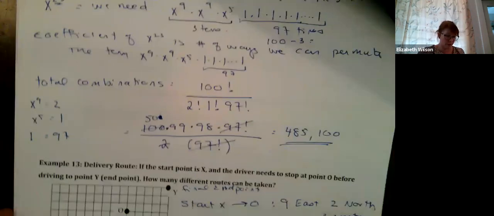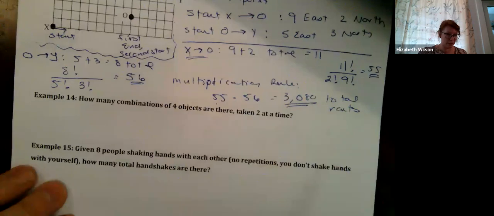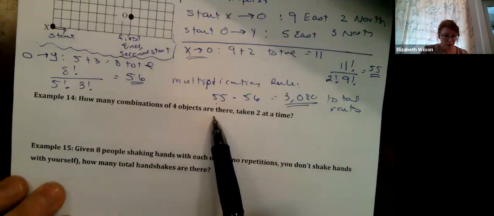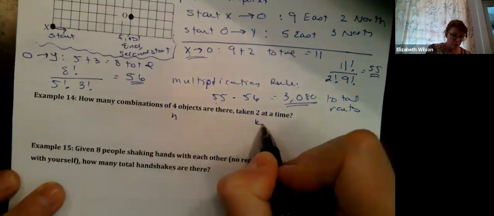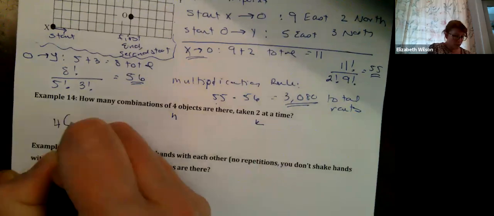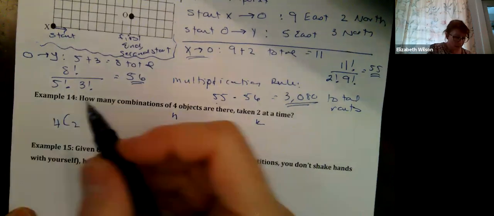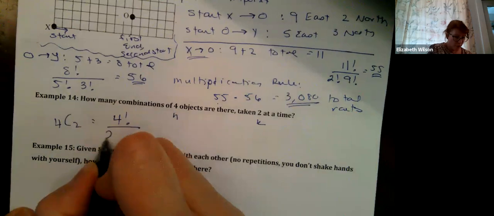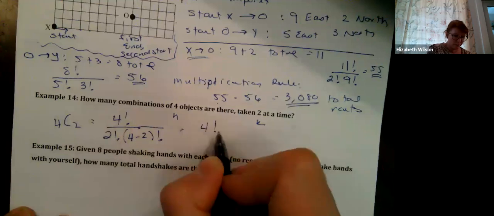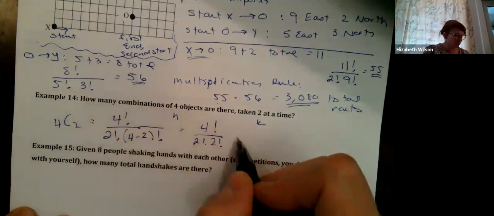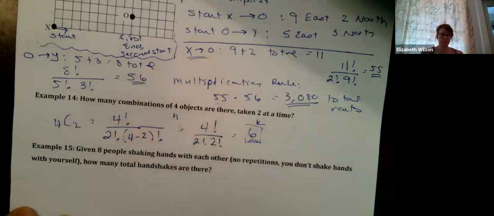Starting off here, example 14 says, how many combinations of 4 objects are there taken 2 at a time? So we're kind of setting this up for you. In this case, n is 4 and k is equal to 2. So I have 4 choose 2. I've got 4 objects total. I want to take them 2 at a time. How many different combinations can I do that in? So I've got 4 factorial all over 2 factorial times 4 minus 2 factorial, which is 4 factorial over 2 factorial times 2 factorial, which is just going to be equal to 6. And you multiply it and divide it through.